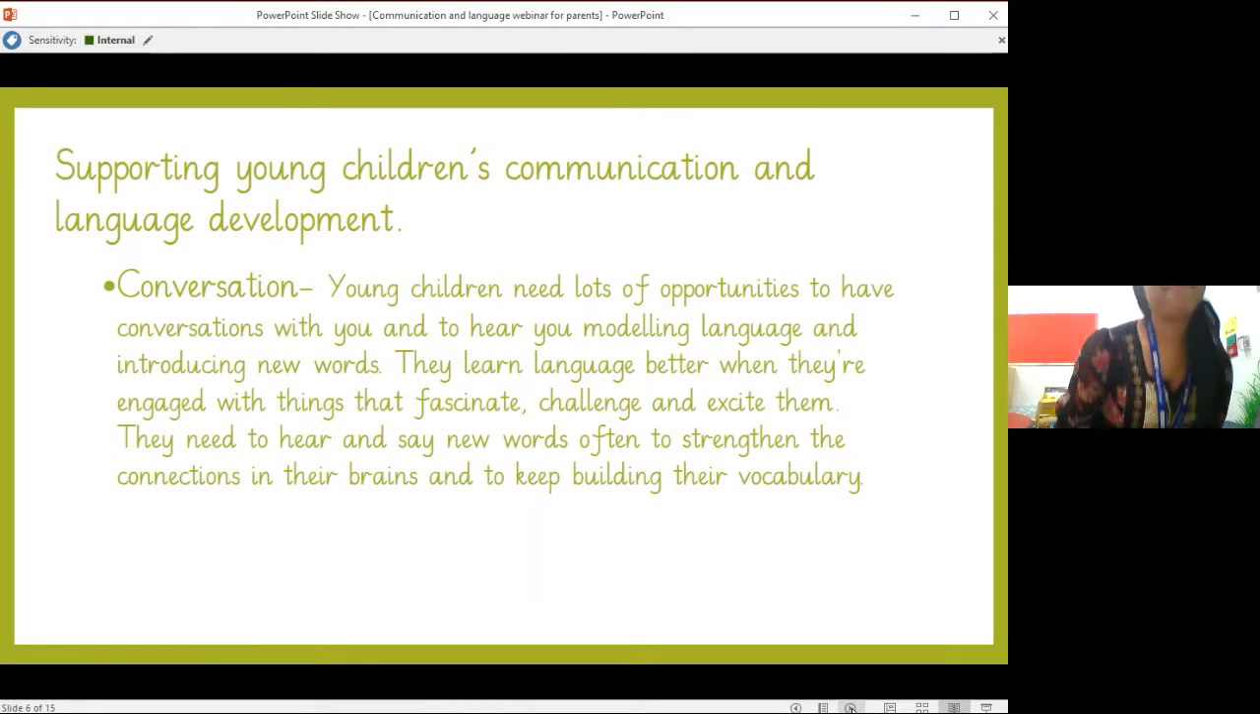Good morning, everybody. So now we move on to supporting young children's communication and language development. We'll be looking at 2 ways of supporting this development, and the first one is conversation. Young children need lots of opportunities to have conversations with you and to hear you modeling language and introducing new words. They learn language better when they're engaged with things that fascinate, challenge, and excite them. They need to hear and say new words often to strengthen the connections in their brains and to keep building their vocabulary. So, for example, we introduced Harry the Hardworking Hedgehog to the children.